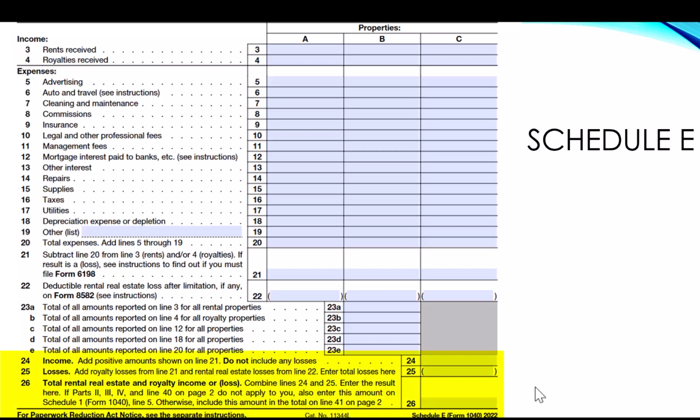Note, rental activities by definition are considered to be passive activities, and therefore any loss that may be generated by a rental activity is typically limited. As we can see at the bottom, once we've computed our rental, real estate, and royalty income or loss, we're going to report this amount on Schedule 1, line 5.